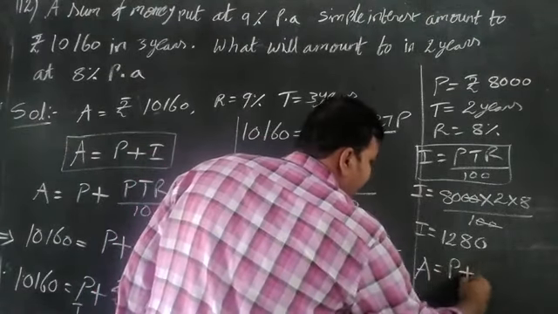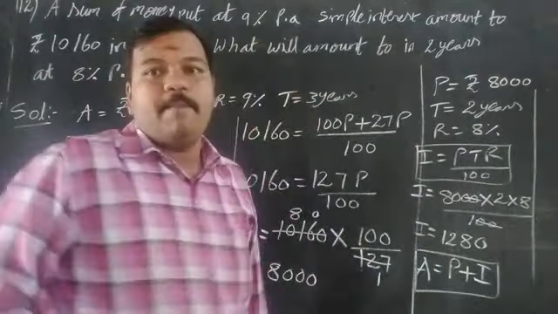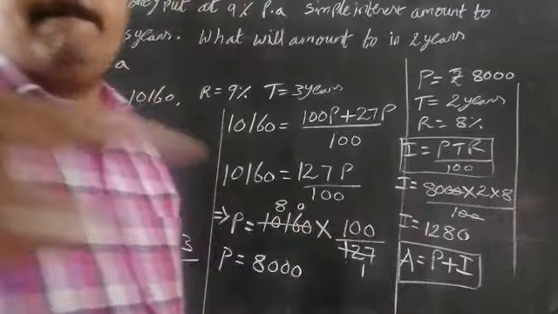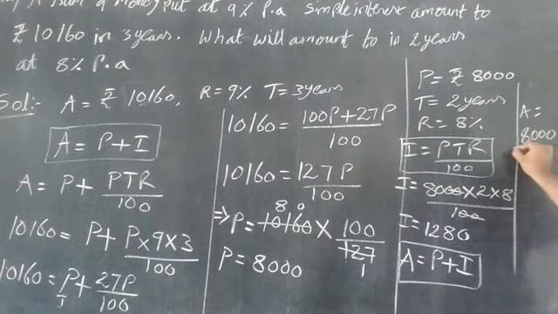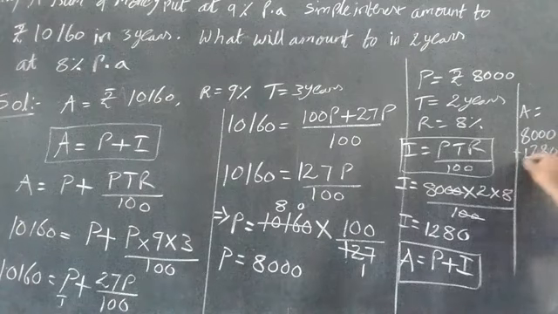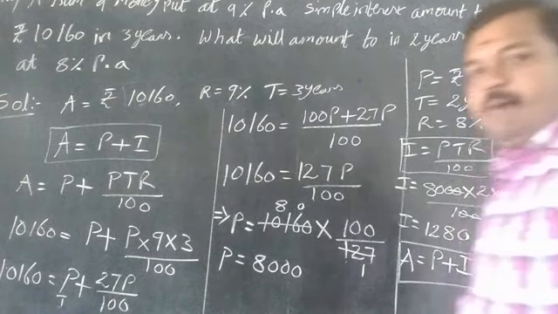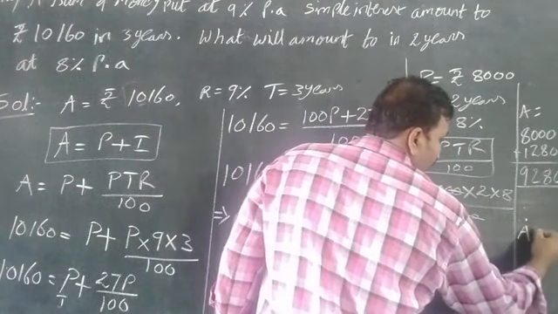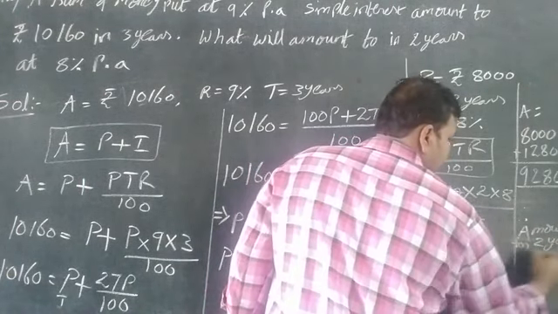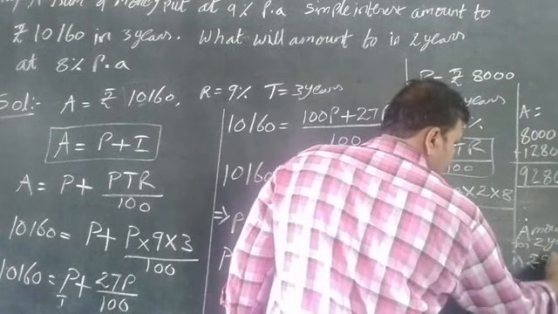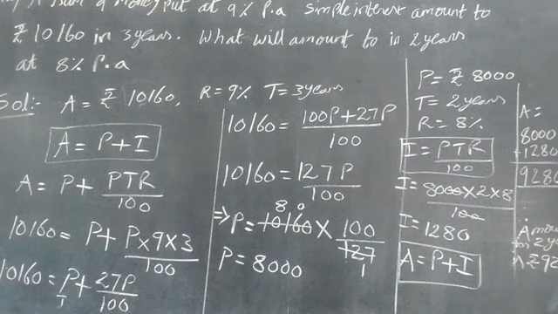With this we have to find the amount. A is equal to P plus I. That is A is equal to 8,000 plus 1280, which is 9,280. Therefore the amount for 2 years is 9,280. This is about that sum.